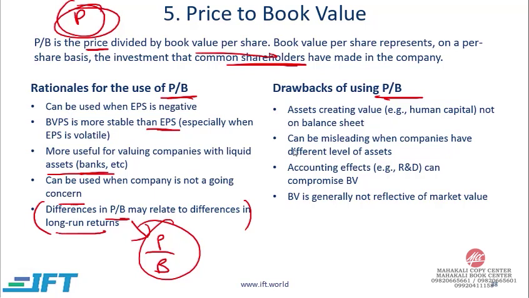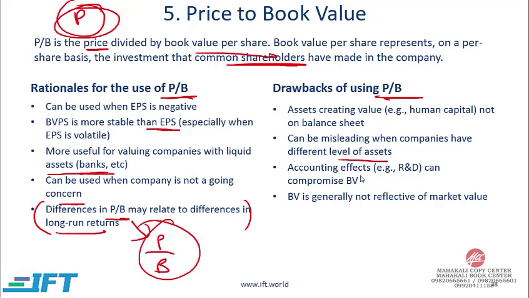It can be misleading when companies have different levels of assets. So we are going to talk about an example of Dell Computers, where Dell and its competitors are obviously in the same business, but Dell outsources a lot. So does it make sense to use book values to compare? Not always.